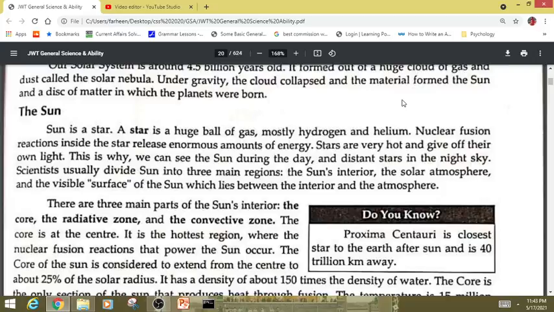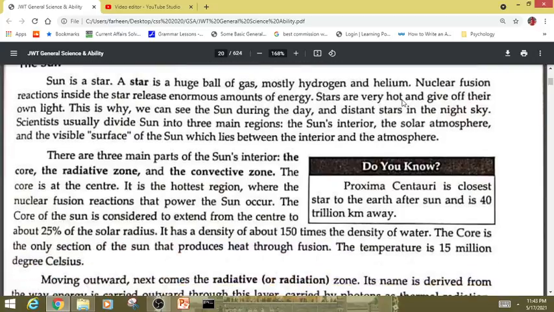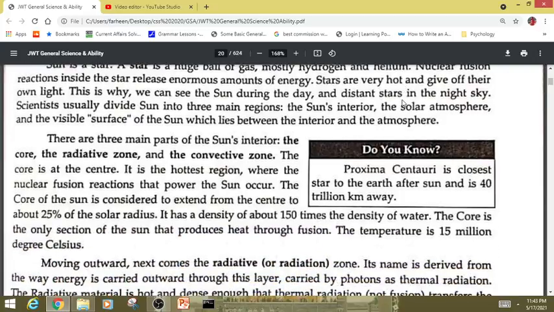Scientists usually divide the sun into three main regions: the sun's interior, the solar atmosphere, and the visible surface of the sun, which lies between the interior and the atmosphere. There are three main parts of the sun's interior: the core, the radiative zone, and the convective zone. The core is the center. It is the hottest region, where the nuclear fusion reactions that power the sun occur.